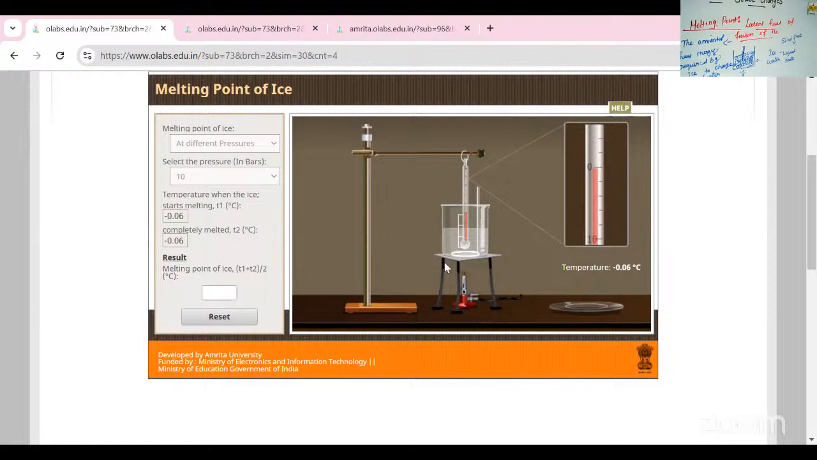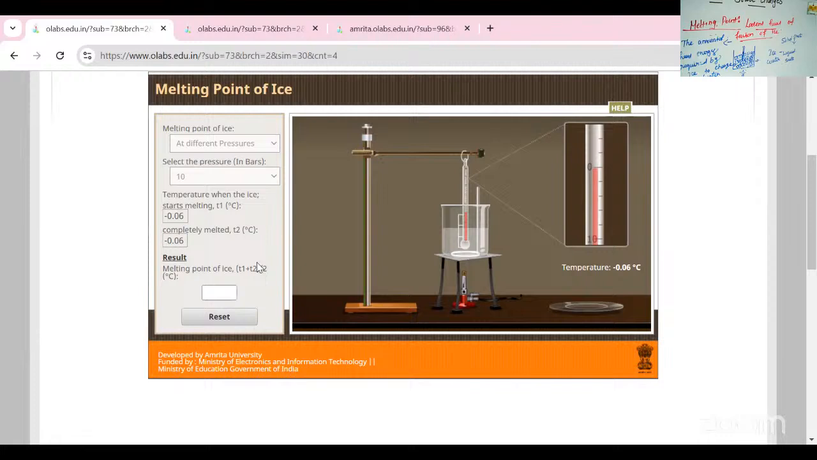So just the boundaries of the ice cube change into water. Yes, the solid state is changed into liquid state. Look at this formula. The initial temperature level is also minus 0.6. The ice cube is melted. After that process, the temperature level is not increased.